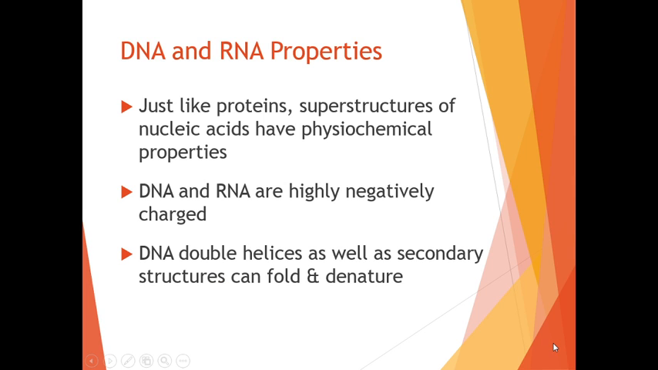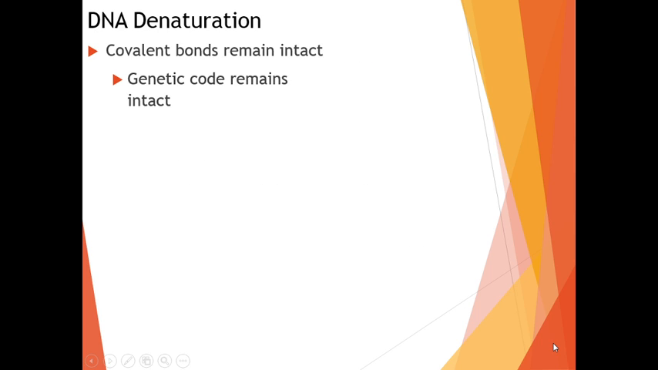What does that mean? The covalent bonds remain intact in DNA when they undergo denaturation. The genetic code remains intact. That's what it means.